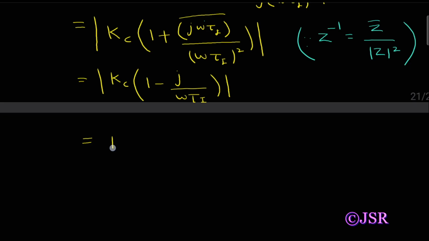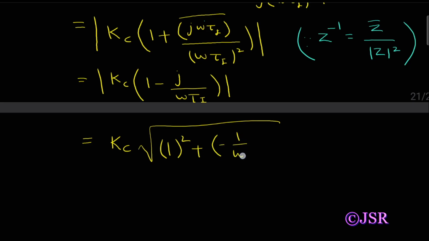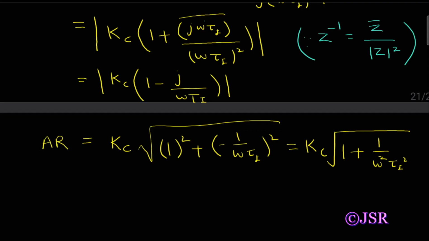So here the amplitude will be Kc under root of real part square plus imaginary part square, and that will be equal to Kc under root 1 plus 1 upon omega square tau I square. So this will be the amplitude ratio.